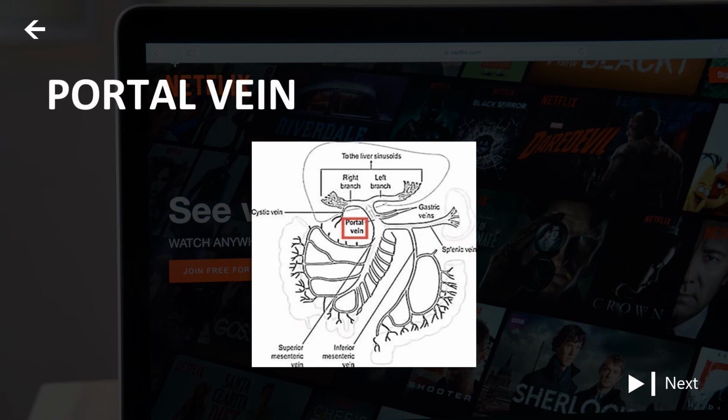Portal vein. The portal vein or hepatic portal vein is a blood vessel that carries blood from the gastrointestinal tract, gallbladder, pancreas, and spleen to the liver. This blood contains nutrients and toxins extracted from digested contents.